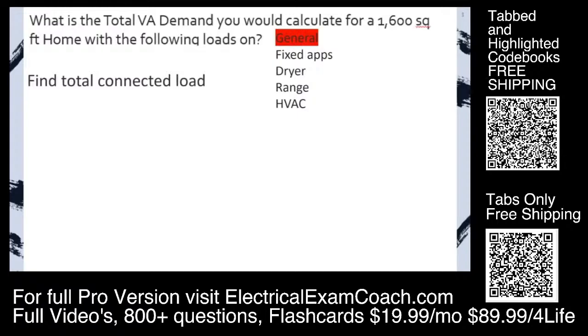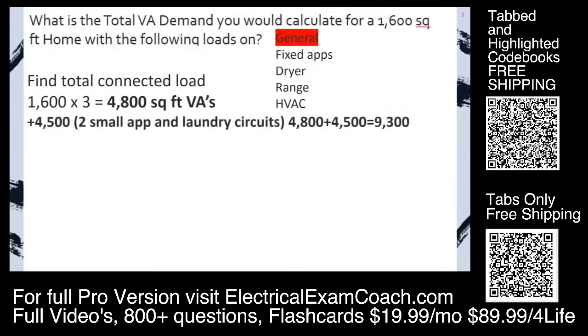We're going to first find our total connected load. We take our 1,600 square foot multiplied by 3. That gives us 4,800 square foot VAs. Now we add on our 2 small appliance and 1 laundry circuit, which is 4,500. That gives us this total connected load of 9,300. Now we check for demand factors.